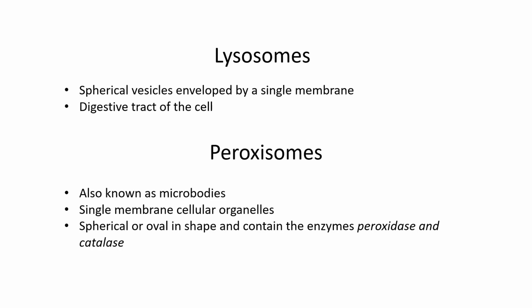Next, we have the peroxisomes, also known as microbodies. They are single membrane cellular organelles. They are spherical or oval in shape and contain the enzymes peroxidase and catalase. They are prominent in leukocytes and platelets. The enzymes present in peroxisomes destroy the unwanted peroxides and other free radicals.